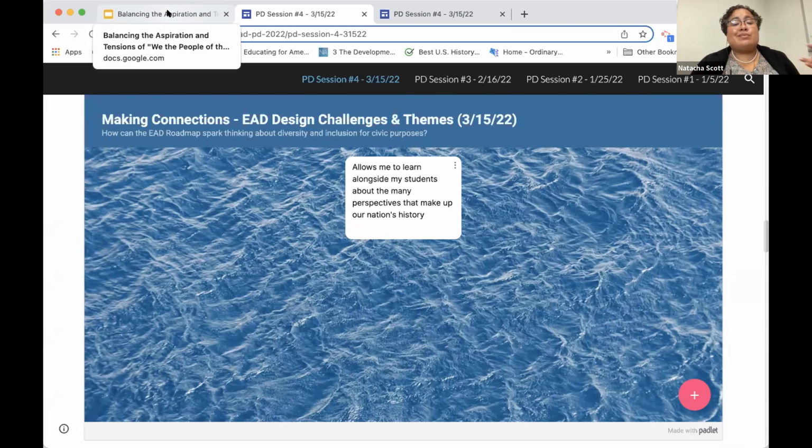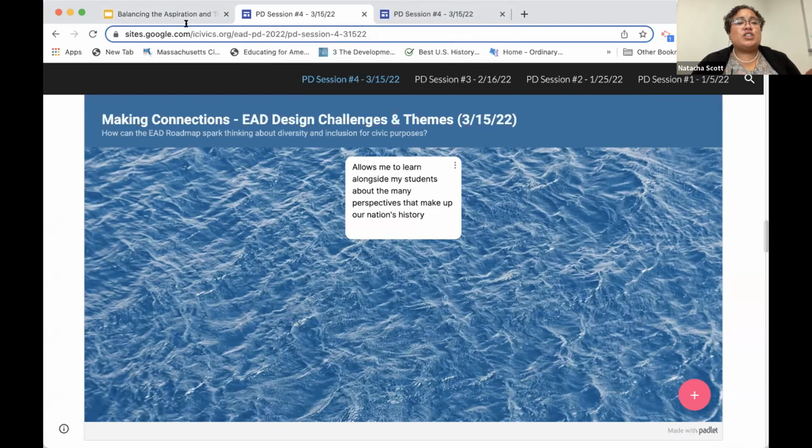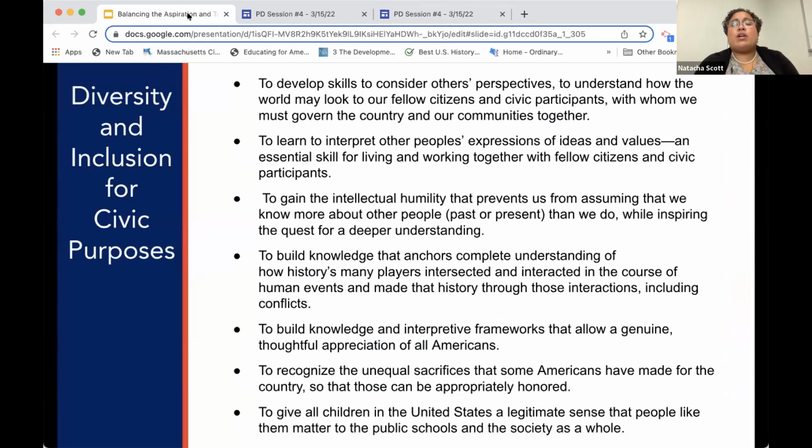Wonderful. I'm sure we're going to have some other thoughts pop up here in just a moment. Take your time while you are pondering the connection between diversity and inclusion and civic purpose. As we dive into further conversations, you're going to keep that thought coming back. How does this feel a little bit different from our traditional way of continuing with the same narrative?